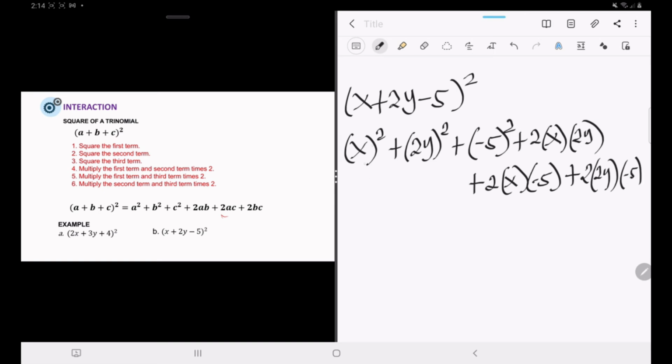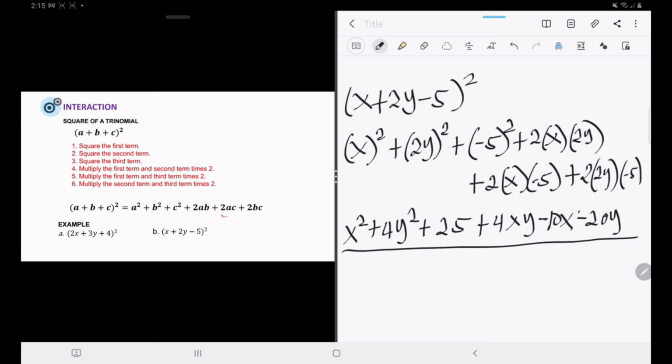Okay, and then simplify. We have x squared, and then 2y squared is 4y squared. And then negative 5 squared is positive 25. And then 2 times x times 2y is plus 4xy. And then 2 times x times minus 5 is minus 10x. Yes, minus 10x. And then 2 times 2y is 4y, times negative 5 is minus 20y.